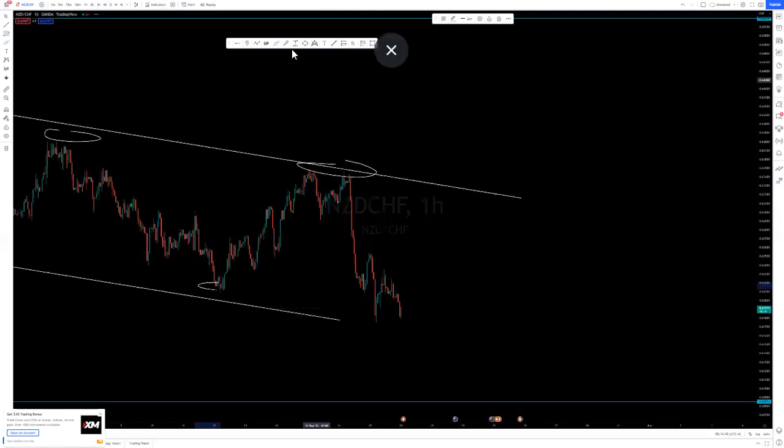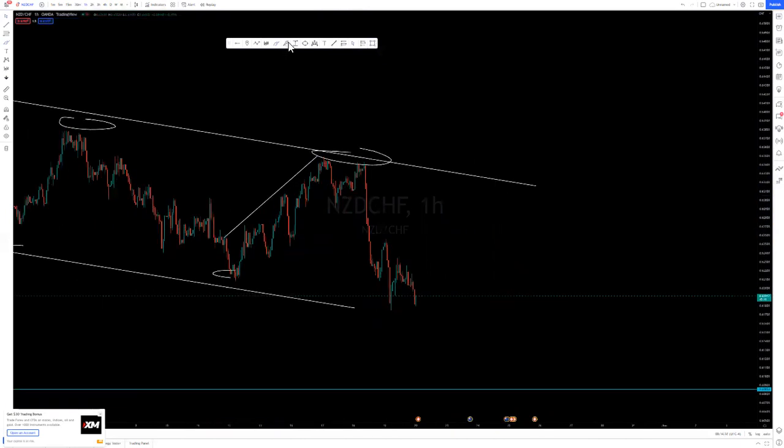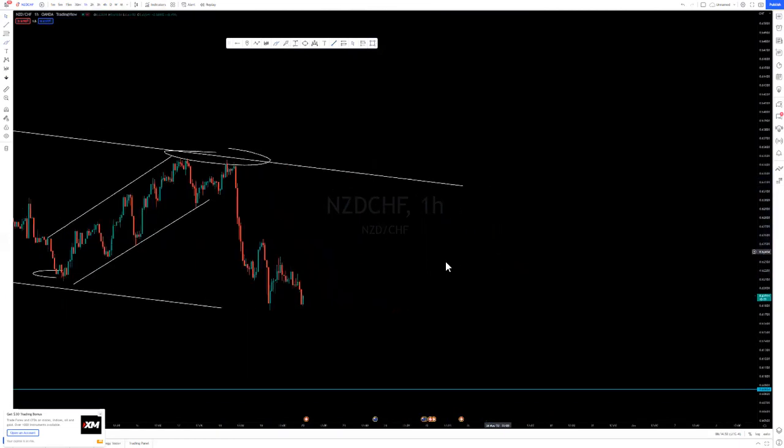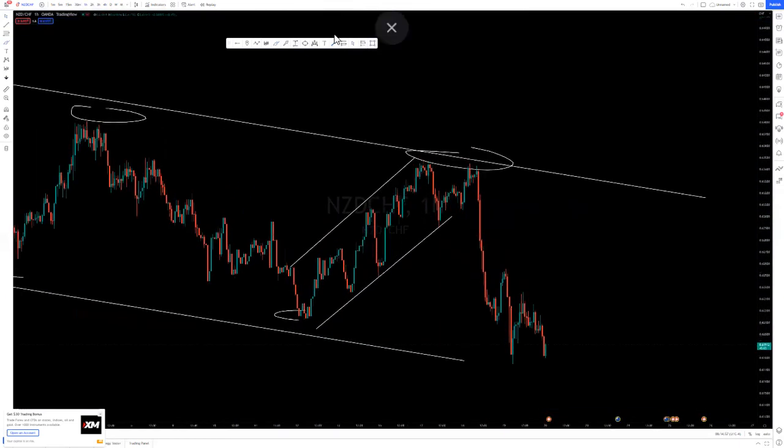Okay, on the 1 hour, if you were to check, there's a bit of an intersection, call it an intersection. So with that intersection, we have these, which is a pattern inside a pattern.